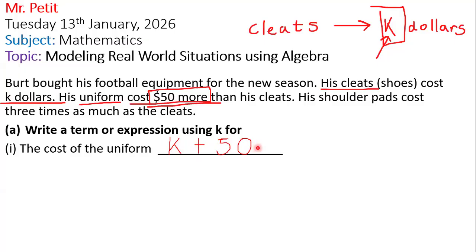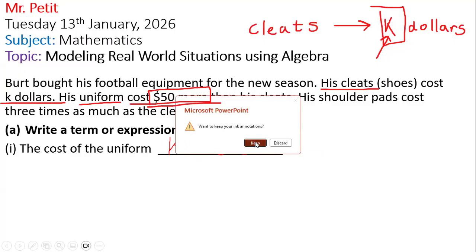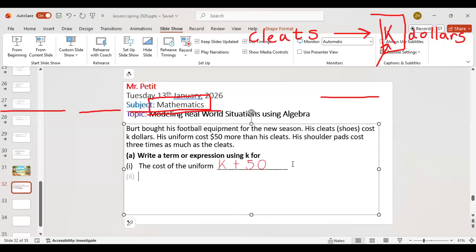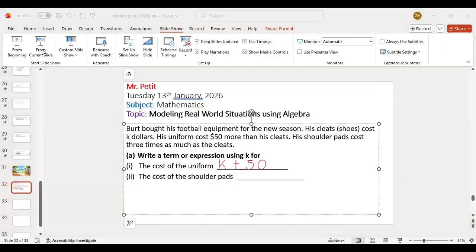All right, so let's go ahead and do the next question. So now we know it's K plus 50. What we need to figure out is, what is the cost of the shoulder pads? Can anyone tell me what y'all think is the cost of the shoulder pads?